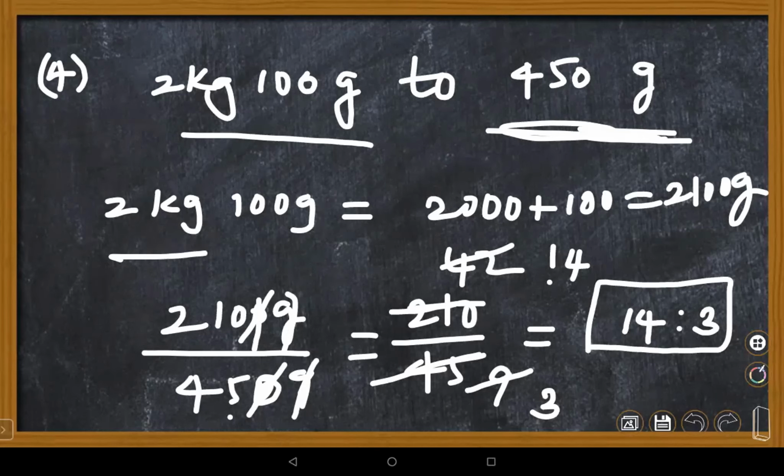Ratios never have units, children. Remember that point. We compare ratios of the same kind of quantities, so the units get cancelled. That's why there are no units for ratios. If you put any unit for a ratio, it's wrong. So, comparison of ratios. How to compare the ratios?